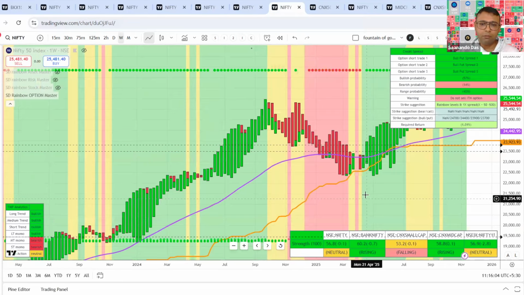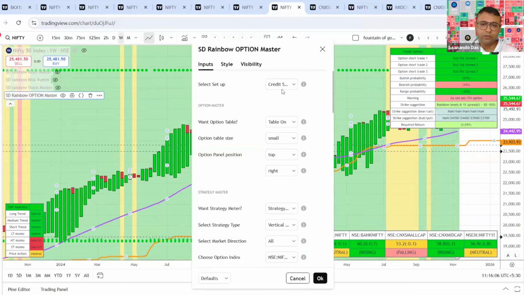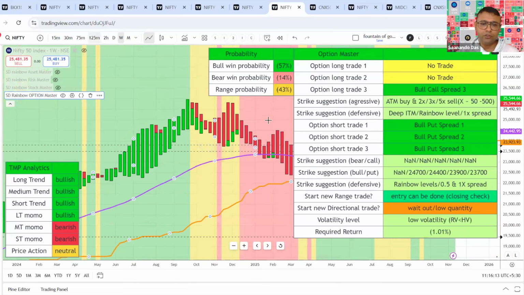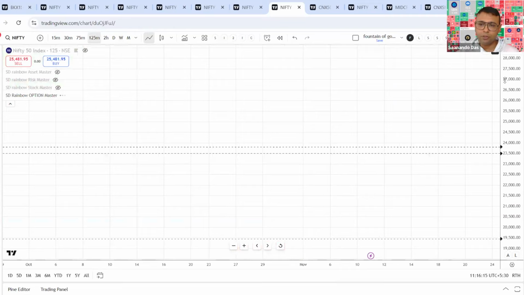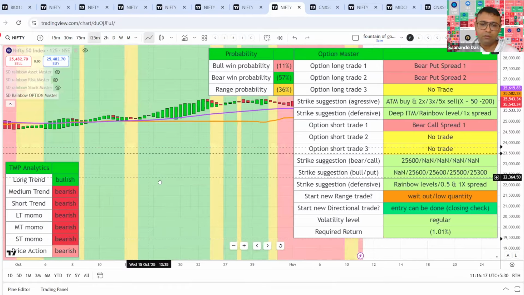Now I'll go to the option master to see what it is suggesting. In the 125 minutes chart, I will prefer to use the option master for my style.